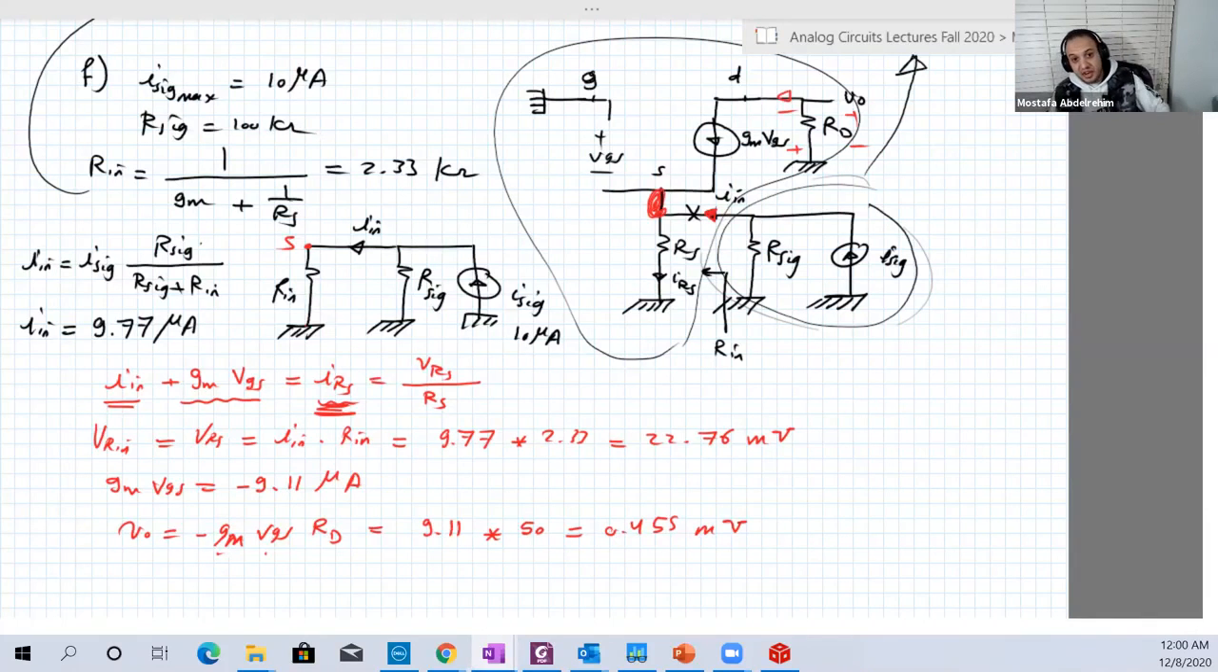This is really a very rich example. It has a lot of ideas. It gathers a lot of concepts. It actually gathers common source, common drain, common gate in one circuit.